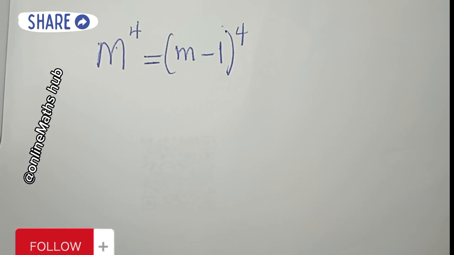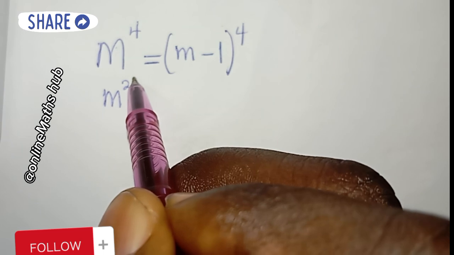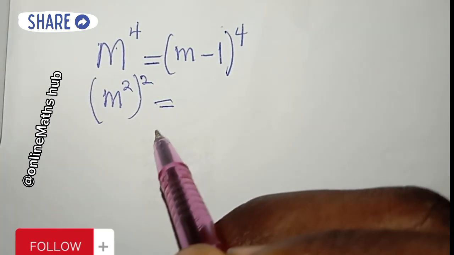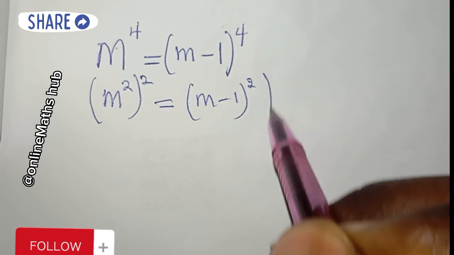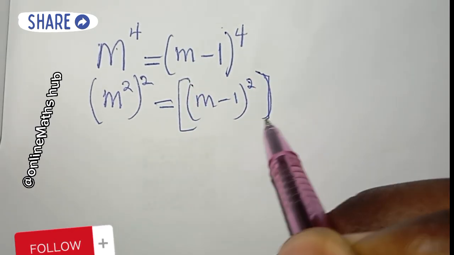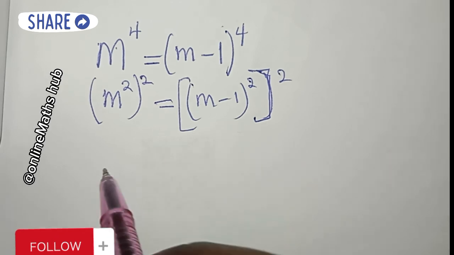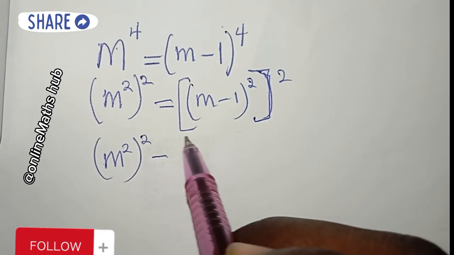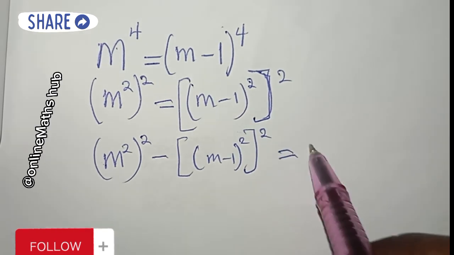I'm just going to be using one of the simplest methods to solve this. I'm going to rewrite this m^4 as (m^2)^2, and I'll do the same for (m − 1)^4, which is ((m − 1)^2)^2. If I bring this one to the left-hand side, I have (m^2)^2 − ((m − 1)^2)^2 = 0.